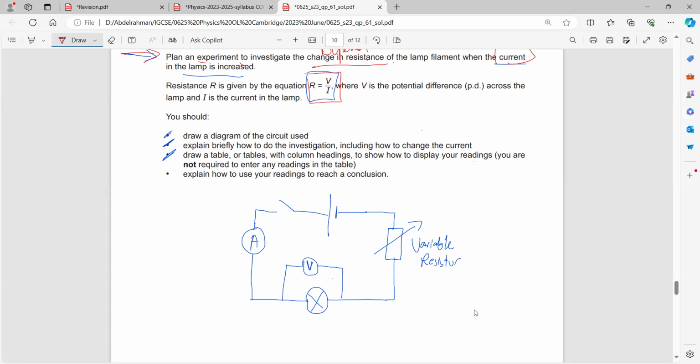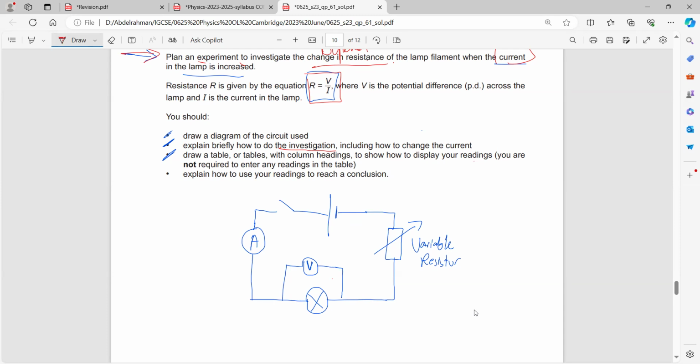How would you conduct the experiment? How would you do the investigation? You can change the variable resistor until you reach a certain current, and for each current, take the reading of the voltage on the lamp, and then calculate resistance, R equals V over I. Take the reading of the voltage from the voltmeter, take the reading of the current from the ammeter, and then calculate R equals V over I. Record the readings in the table.